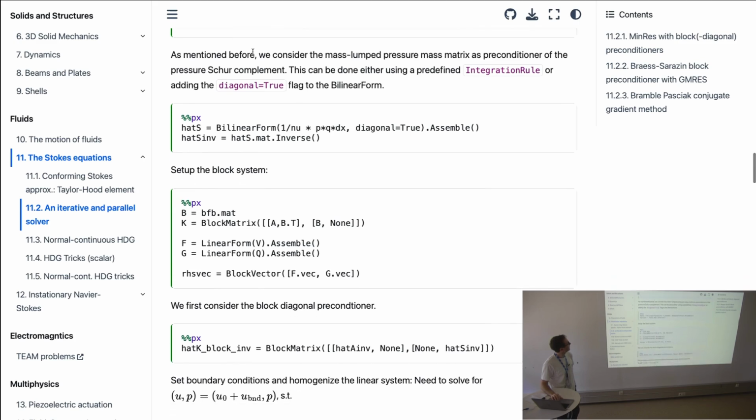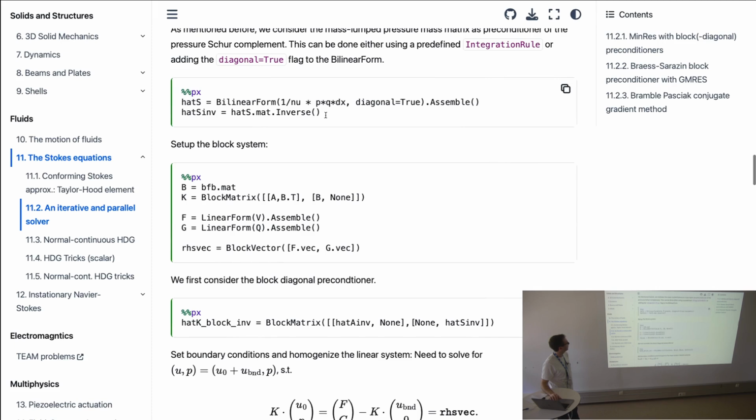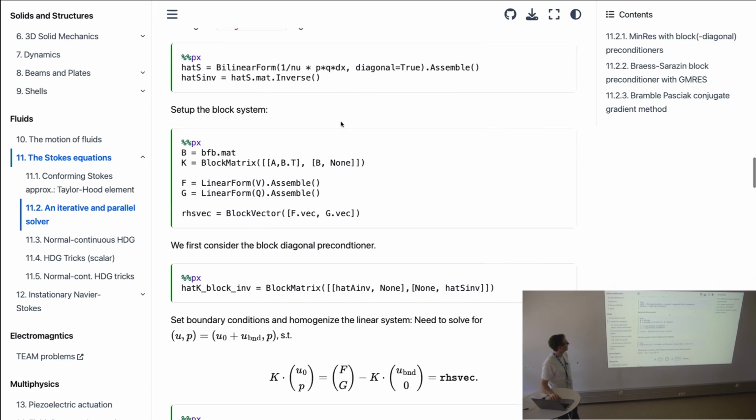Good. So for the pressure matrix, we also have to set up this S solver. The idea was, remember, we have our spectral equivalence to the mass matrix. So we have this P times Q and 1 over nu. And now we have this flag diagonal true. So here we will use this mass lumping. You can also do this with an integration rule, but here that's pretty straightforward, and we take the corresponding inverse.